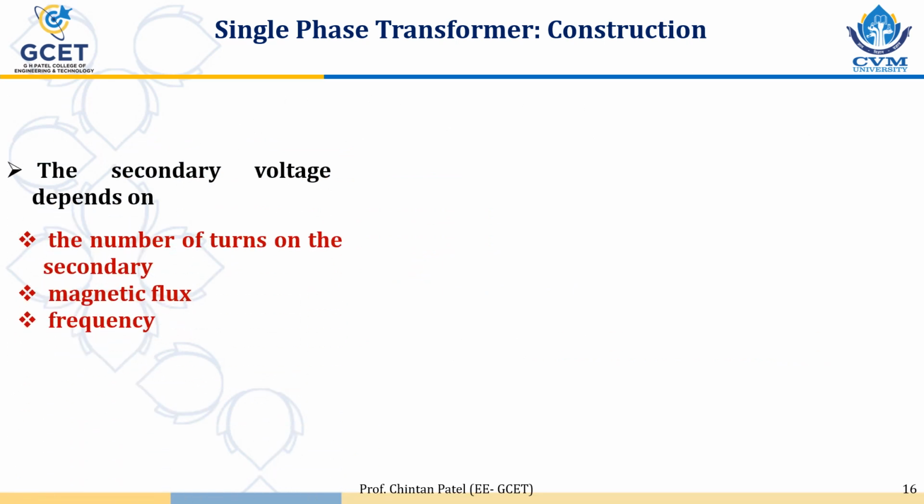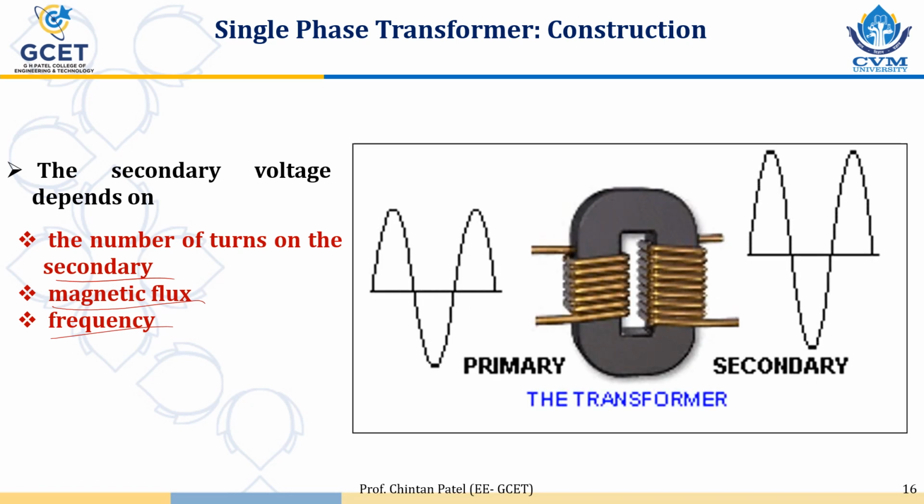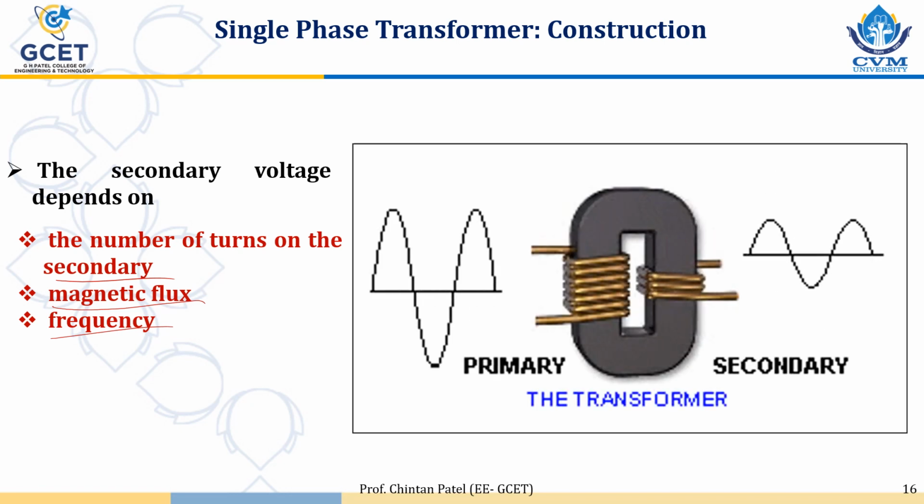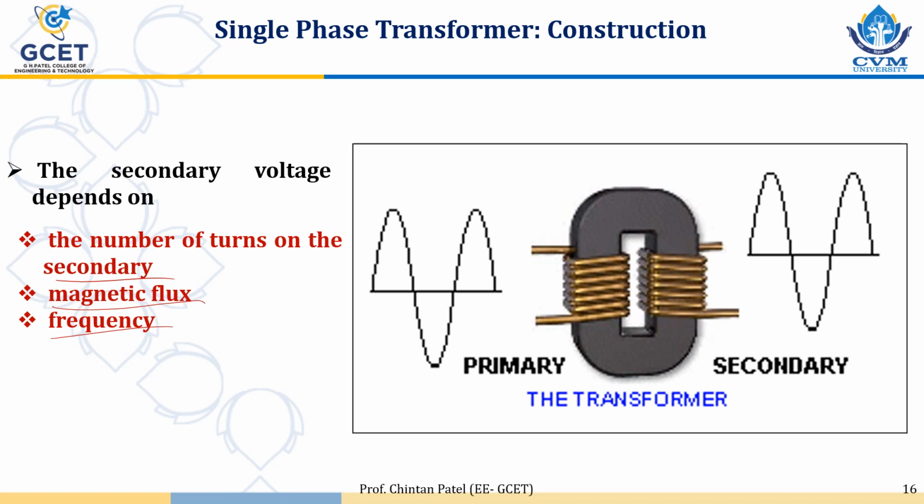Now the output voltage in the secondary winding depends on three parameters. First, number of turns on the secondary winding, amount of magnetic flux linking with the secondary winding, and frequency of the supply which is provided to primary winding. So you can see the effect of number of turns. The primary is constant. If number of turns are increased, the output is increased.